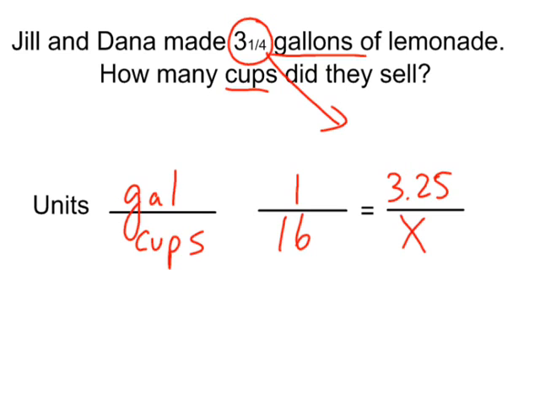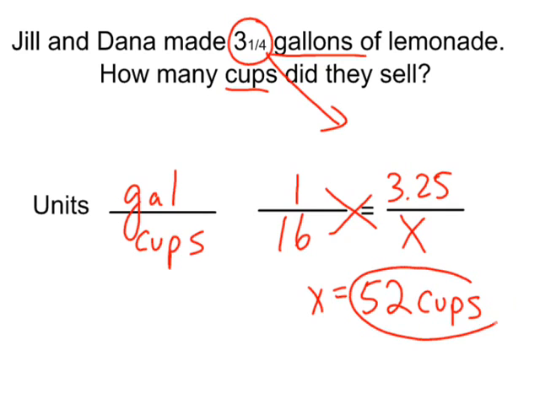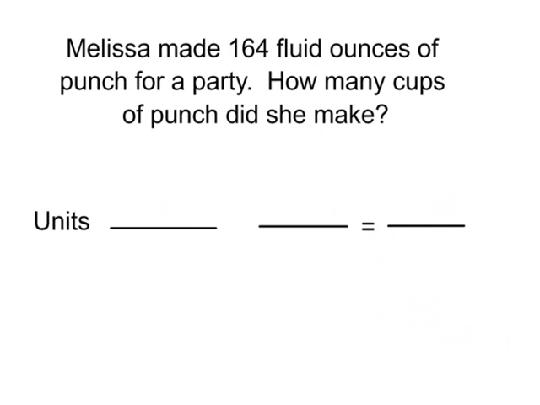And we want to know how many cups that would be. So I'm going to cross multiply. 1 times x is x. 3.25 times 16 equals 52. So how many cups did they sell? They sold 52 cups of lemonade. All right, let's try another one.